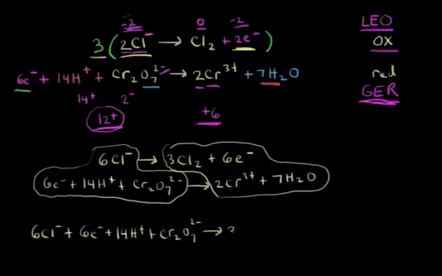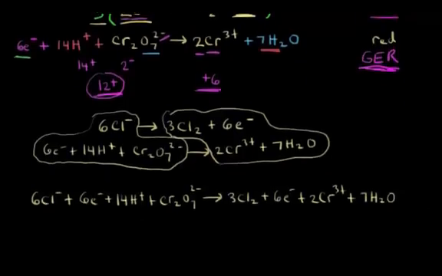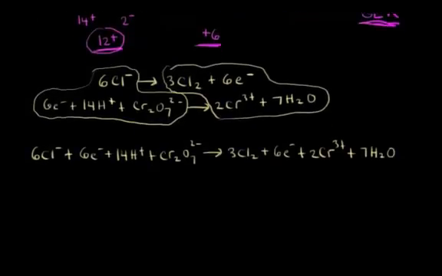So I have 3Cl2 plus 6 electrons, plus 2 chromium ions plus 7 water molecules, like that. And so now I find it's a little bit easier for students to see that your electrons are going to cancel. You have these 6 electrons on the reactant side, you have these 6 electrons on the product side, so you can go ahead and take those out. And we're left with our final answer.